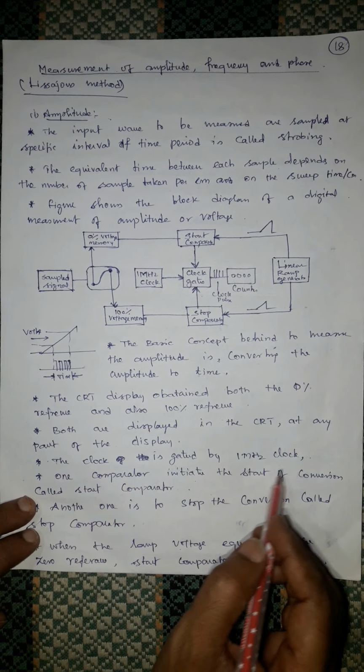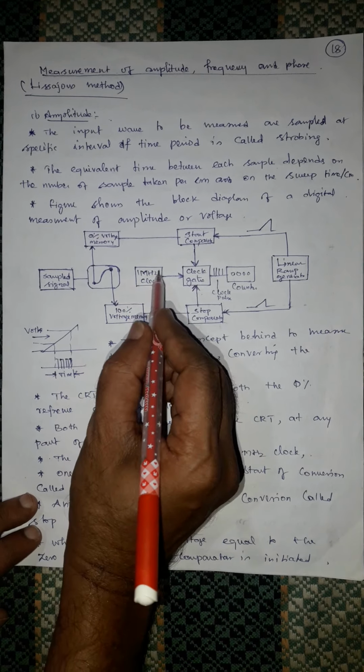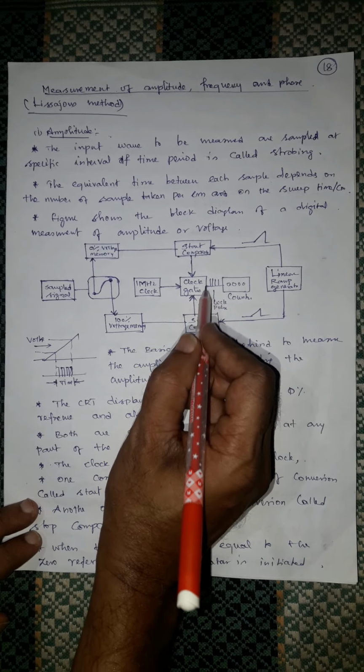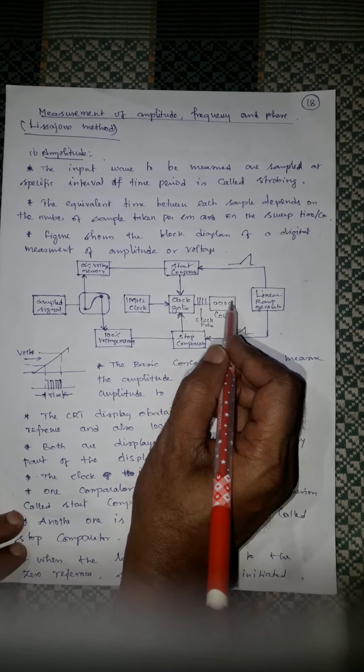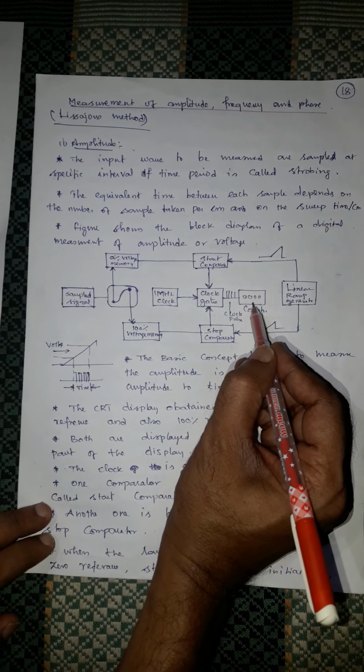The clock is gated by a 1 megahertz clock. Okay, this is your 1 megahertz clock. This input is given to a clock gate. The clock gate output is given to a counter. It will count the time period. That is, amplitude is converted into a count.